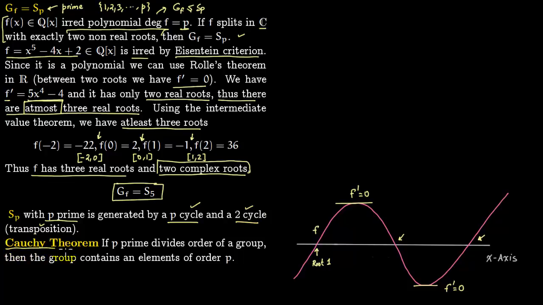And the second fact we are going to use is that if p is a prime number and it divides the order of a group, then the group contains an element of order p. So let us start with the proof.